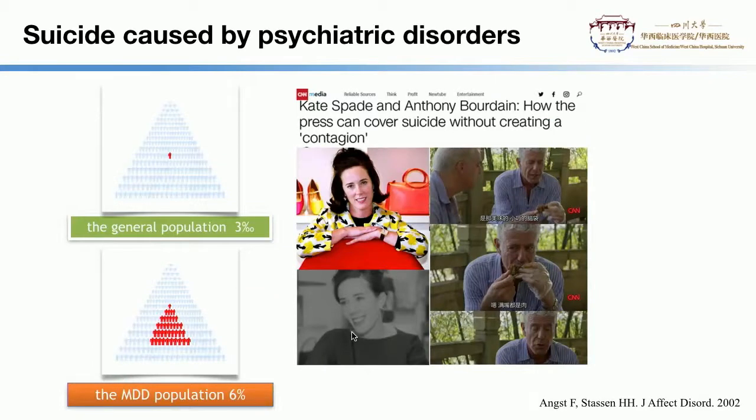But in fact, we know there's a serious problem like suicide, which is caused by psychiatric disorders. Just about one week ago, we learned that some famous people died from suicide. And there is also epidemiology data showing that for MDD, major depressive disorder, the suicide rate is much higher in this population.